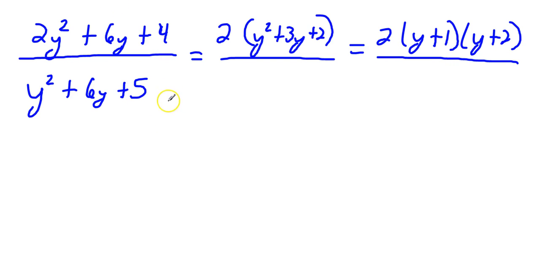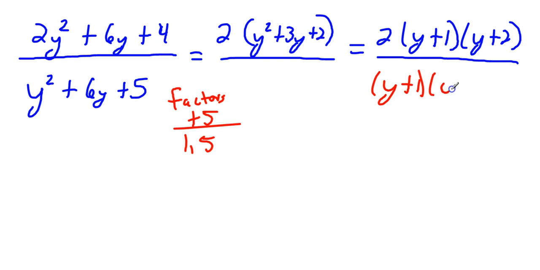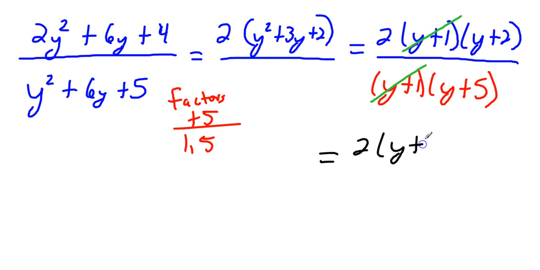On the bottom part, kind of the same setup. If you're finding the factors of a positive 5, there's only one pair, right? It's 1 times 5. So same thing on the bottom, there's only one answer you can get there. It's got to be y plus 1 and y plus 5. Alright, and start canceling. That's gone. That's gone. And you're left with 2 times y plus 2 over y plus 5.